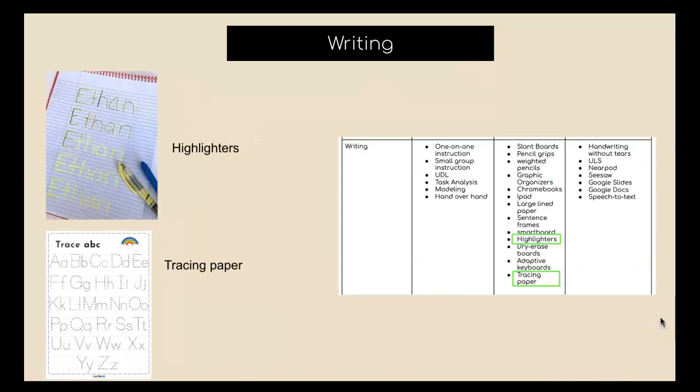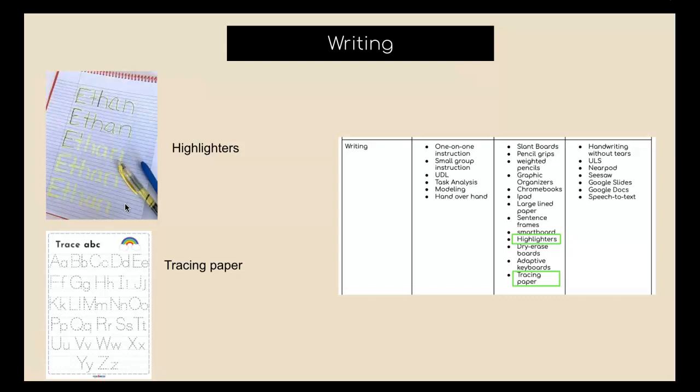So for writing, we use the highlighters and the tracing paper. These seem to be the most preferred by myself and my staff. And we'll do the highlighter. Hopefully, eventually they're able to copy. But for now, the highlighter has helped, and we'll do this one when we're working in a small group.